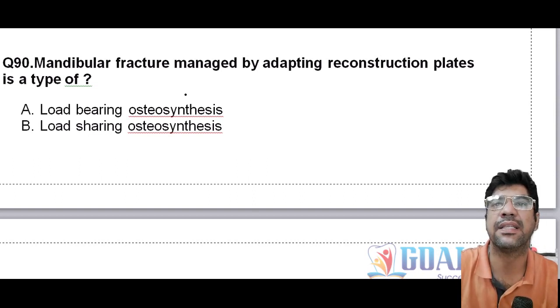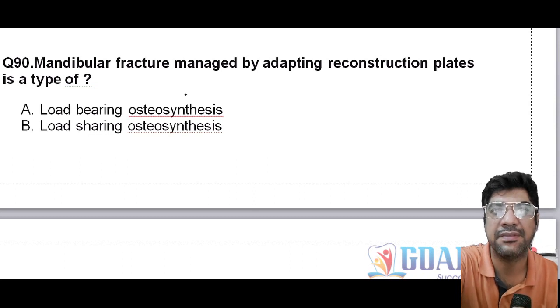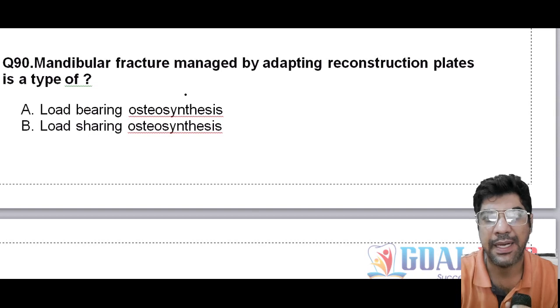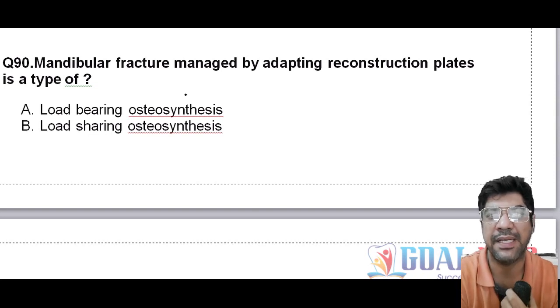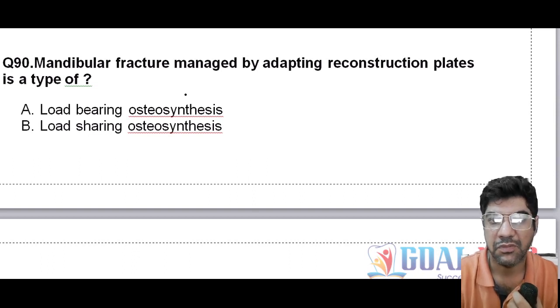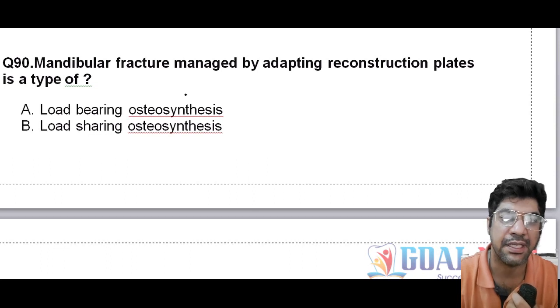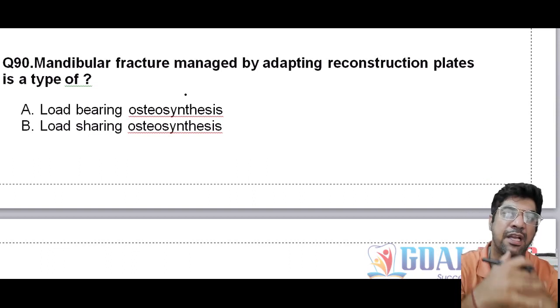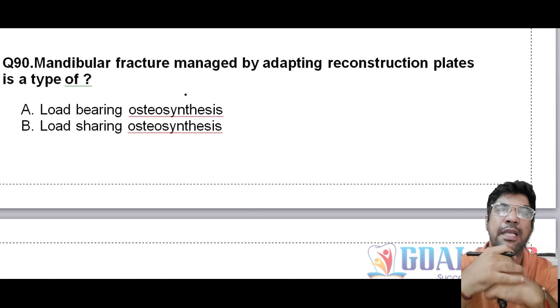Mandibular fractures managed by adapting reconstruction plates are an example of load-bearing osteosynthesis. So mandibular fractures managed by adapting reconstruction plates are a type of load-bearing osteosynthesis. In this approach, the reconstruction plates are used to provide rigid fixation and stabilize the fractured mandible, allowing the plate to bear the load and share the mechanical stresses during the healing process.